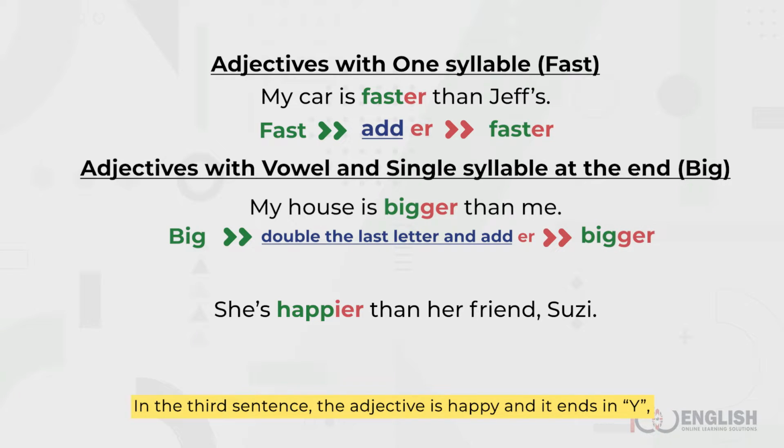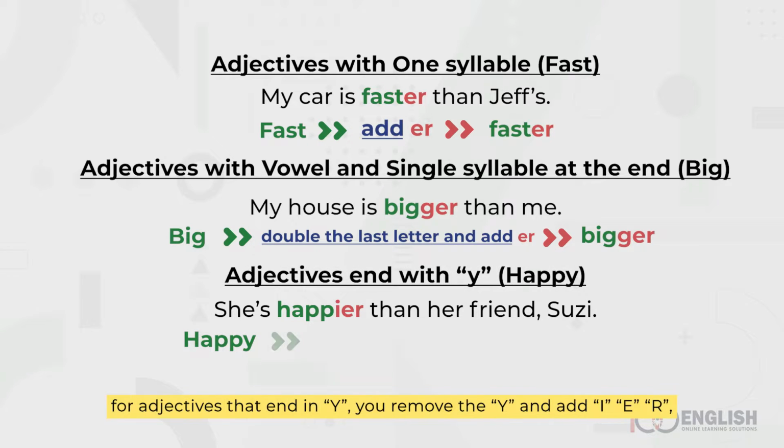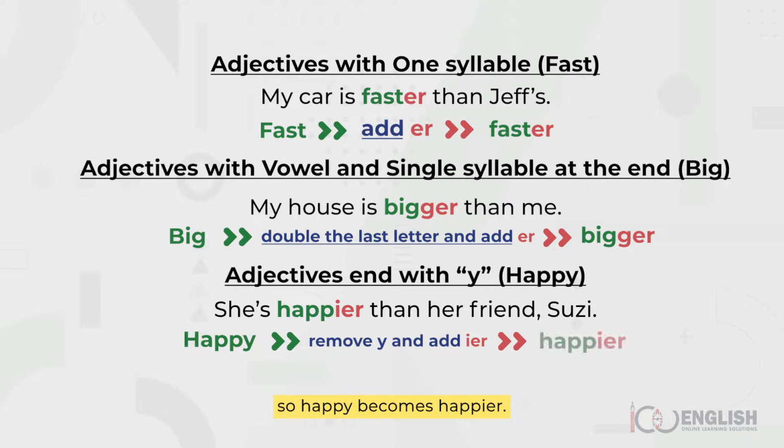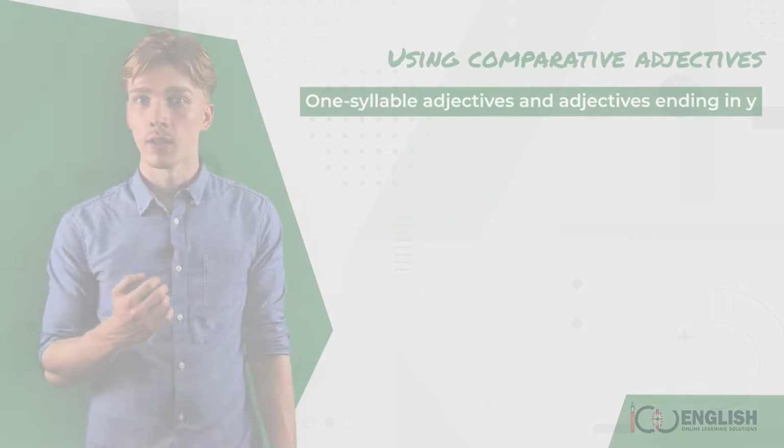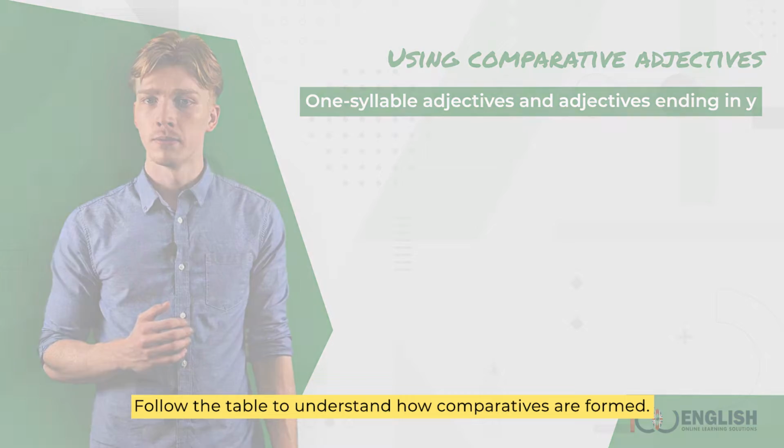In the third sentence, the adjective is happy and it ends in Y. For adjectives that end in Y, you remove the Y and add IER, so happy becomes happier. Follow the table to understand how comparatives are formed.